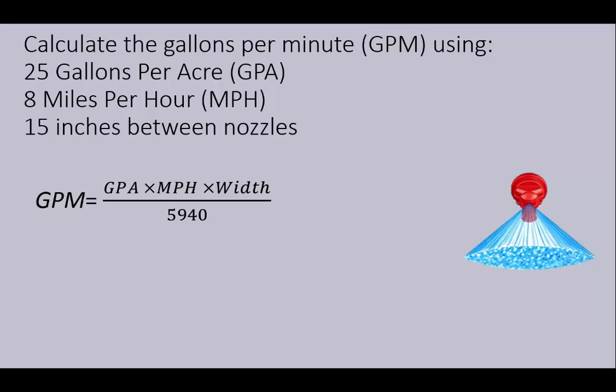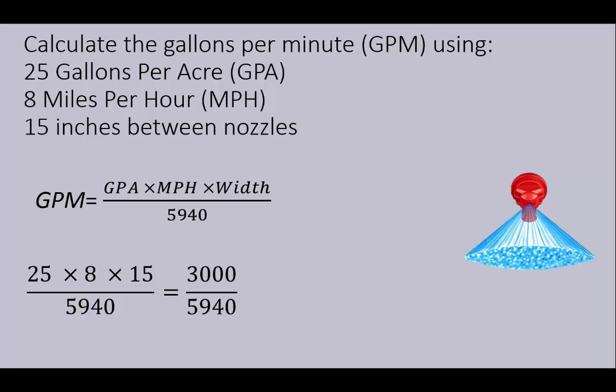To compute this problem, just plug in all the numbers and multiply it out. 25 gallons per acre times 8 miles per hour times 15 inches equals 3,000, and 3,000 divided by 5,940 equals 0.5 gallons per minute. The nice thing about this equation is that it can be manipulated to find any number. For example, if you know how much you need to apply per acre, your nozzle width, and how many gallons per minute you will apply, you can calculate how fast you must drive your sprayer.